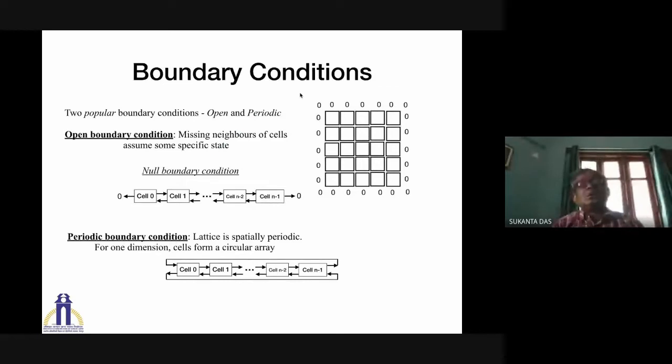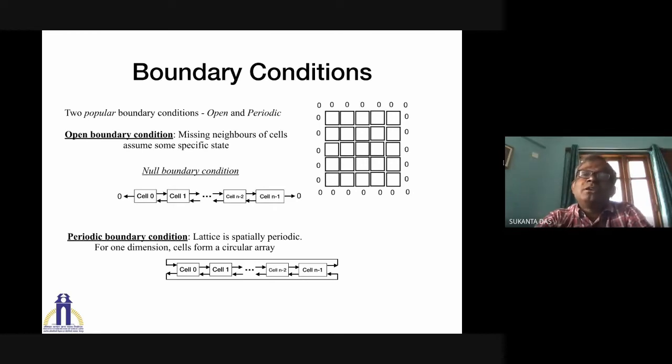So boundary conditions, we have boundary conditions for finite CAs only, because in case the set is infinite, there is no question of boundary. There are two popular boundary conditions. One is called open boundary condition, and the other is called periodic boundary condition. Okay, I have given a few examples.